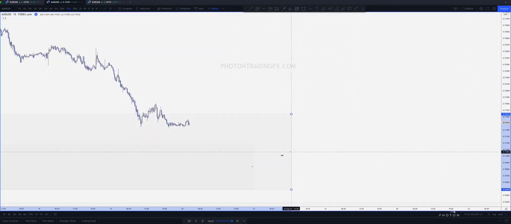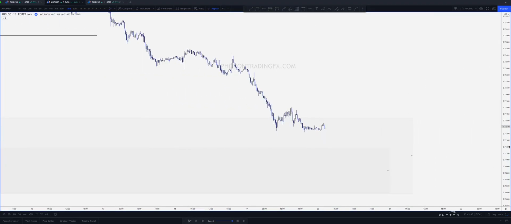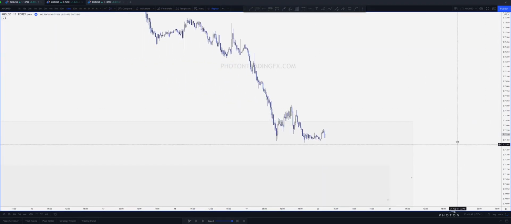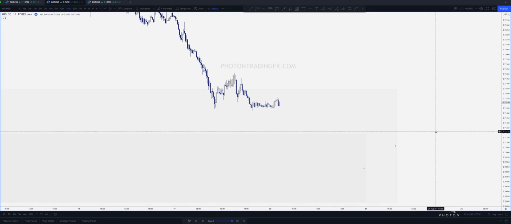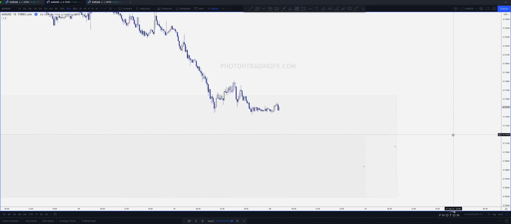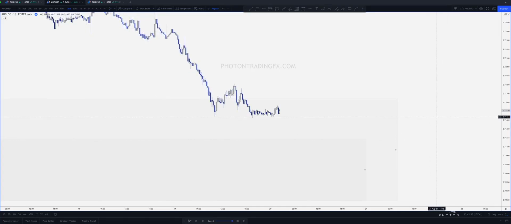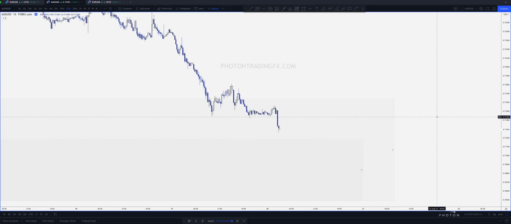Now, of course, you can be doing this on the M1, you can do this on any time frame that you want, but as I usually say, M15 is a pretty good time frame to be a little bit safer, a bit more conservative, and wait for price to start to show those bullish signs.